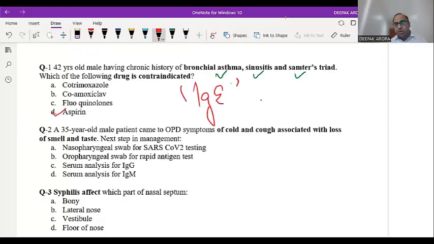Just remember, this is an important previous year MCQ. Bronchial asthma with a history of nasal symptoms, which drug is contraindicated? That is aspirin. After taking this drug, all the symptoms will be precipitated. That is due to IgE release. This question can be there.